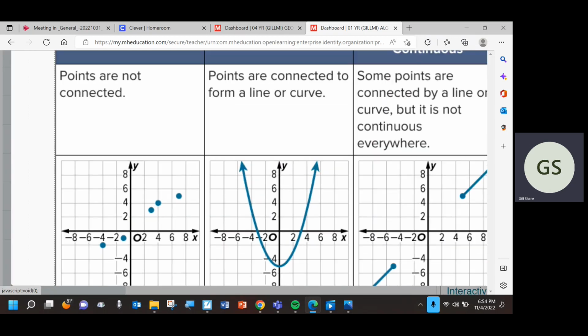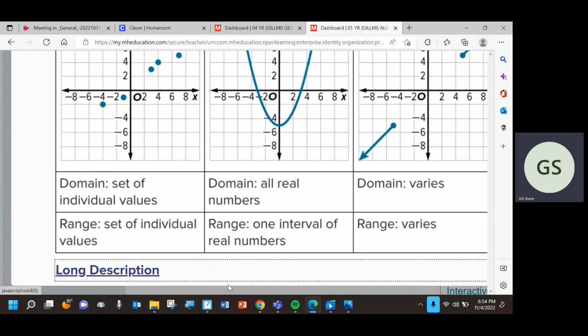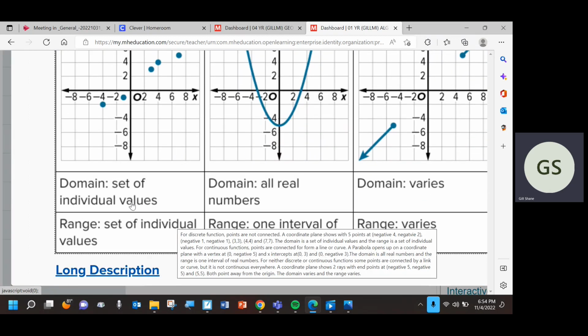If I come back out and scroll down, you can see it's just the set of individual values. You take all of the X values for the domain, you put them in order from smallest to largest, and you don't repeat any of them. Then you do the same thing for the range, only you use the Y values, put them in order from smallest to largest, and don't repeat anything. So nothing really that different for domain and range for a discrete graph.